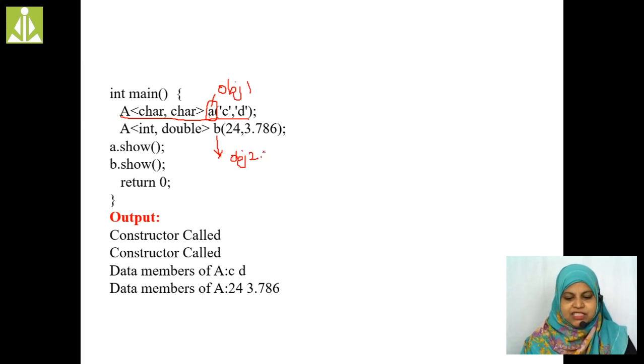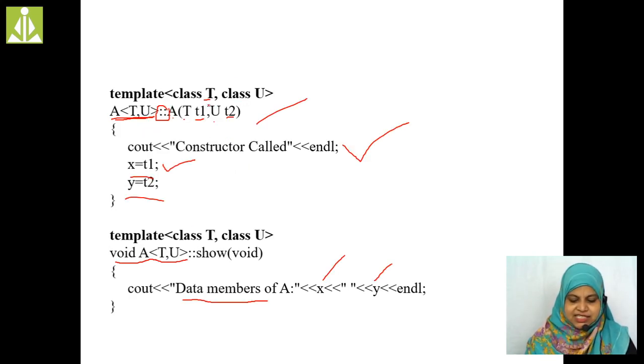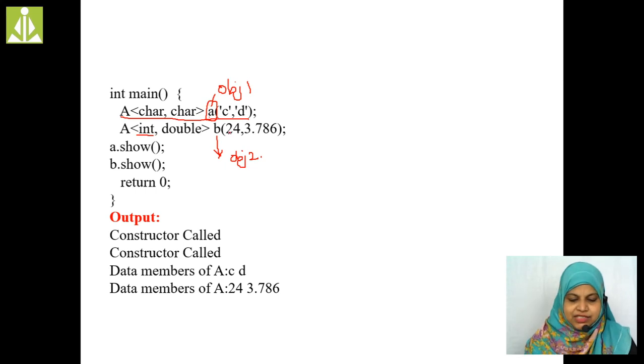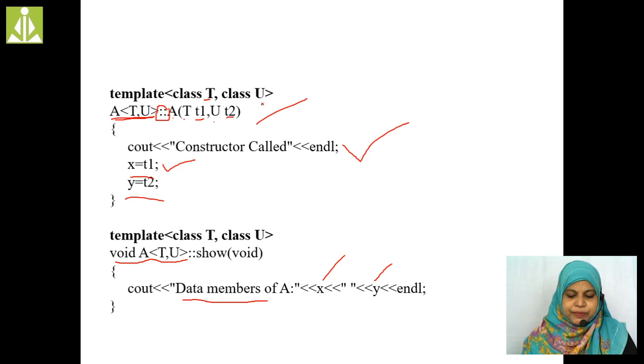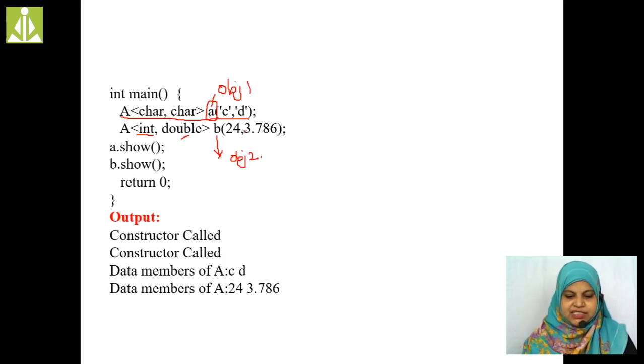Here I am going to create object 2, that is B. In the B case, first I can pass the integer value. The first class is T, and it is going to pass the integer value 24. Next, class U is going to pass the double value 3.786. Here we can pass any data type, either integer, float, or character, depending upon the user's need. We are going to pass the values.